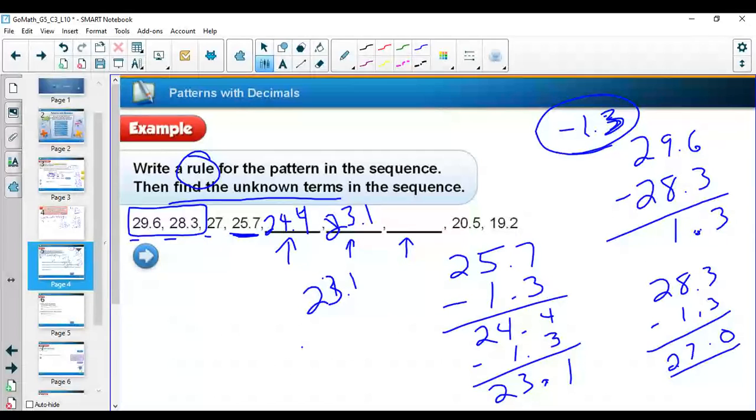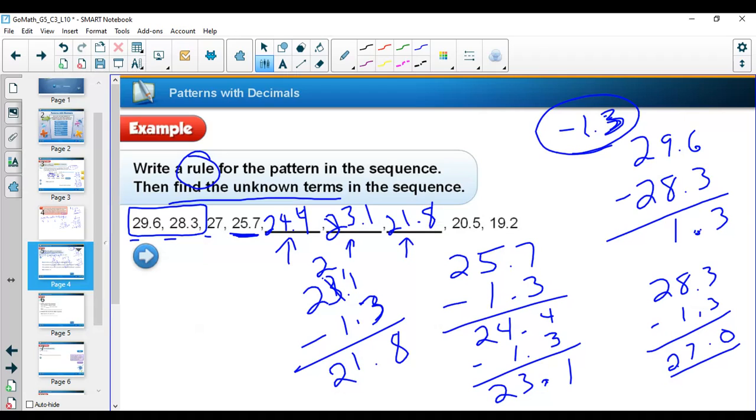And then to find the final term, I'm going to take that 23 and 1/10 and subtract 1 and 3/10. Here I have to do some regrouping, right? So I come to the 3, I turn it into a 2, and now I have 11/10 minus 3/10 is 8/10. 2 minus 1 is 1. And then there we are. So 21 and 8/10.